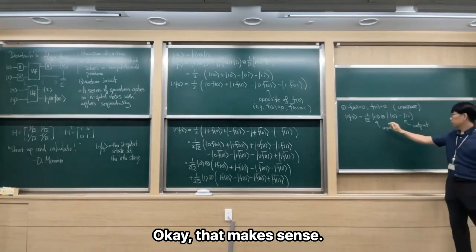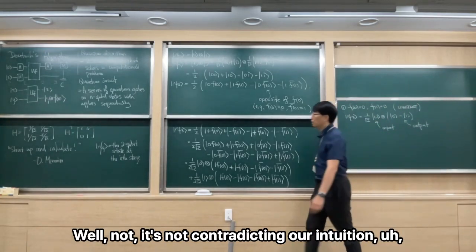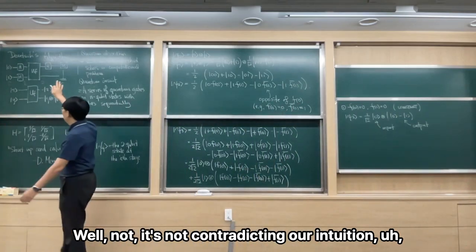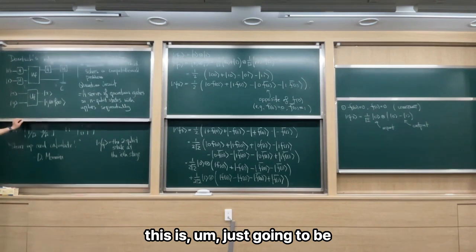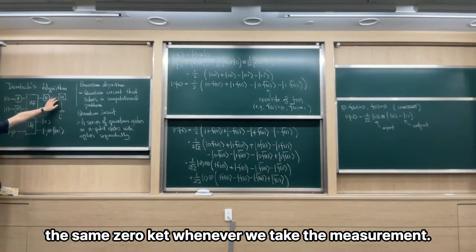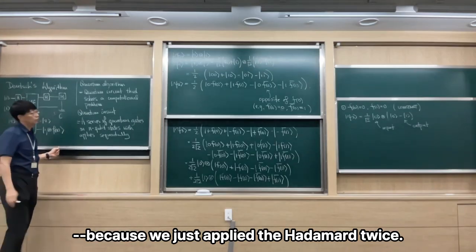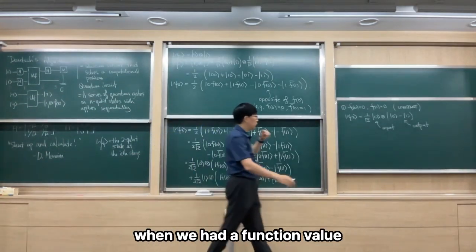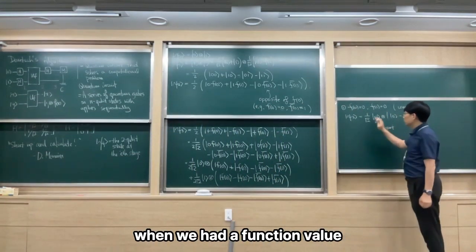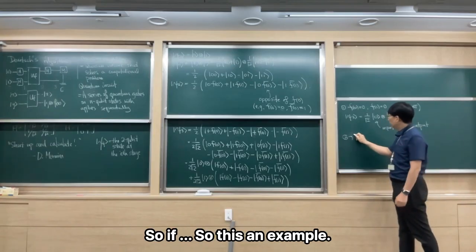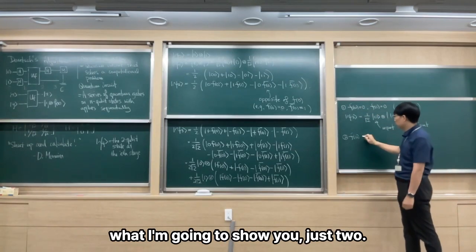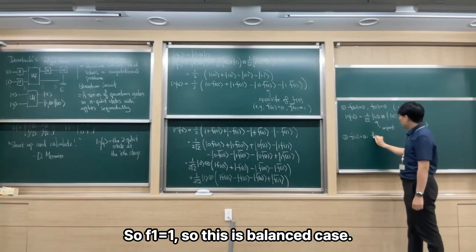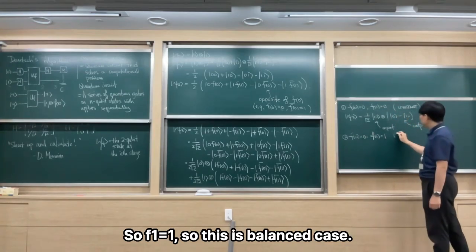Okay, that makes sense. It's not contradicting our intuition, because we thought this is just going to be the same |0⟩ whenever we take the measurement, because we just applied Hadamard twice. But let's see what happens when we have a function value which is balanced. It's just an example. There are a total of 4 cases, but I'm going to show you just 2. So f1 equals 1. So this is the balanced case.